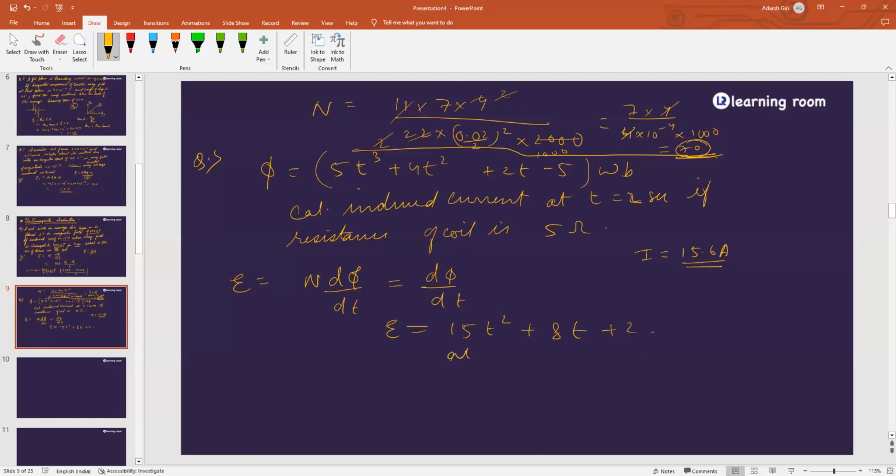So EMF at t equals 2 seconds will be what? So 15 into 4 plus 8 into 2 plus 2. So 60 plus 16 plus 2, 78. Now what is current? Current is E upon R. So E is 78 upon R is 5. You'll get 15.6 amperes. Everybody understood?